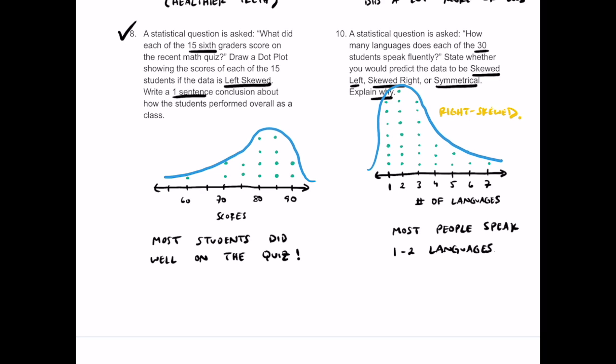And you could write more if you want to, but I think the idea behind it is saying most people speak 1 or 2, but less and less would speak 5, 6, or 7 languages. Less common. Okay, that's all you had to really do for this one. And I sketched it just in case it helps you visualize and understand why it should be right skewed.